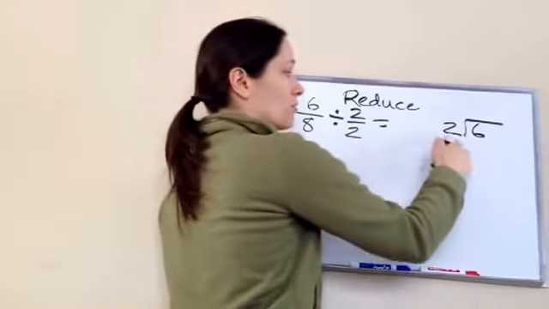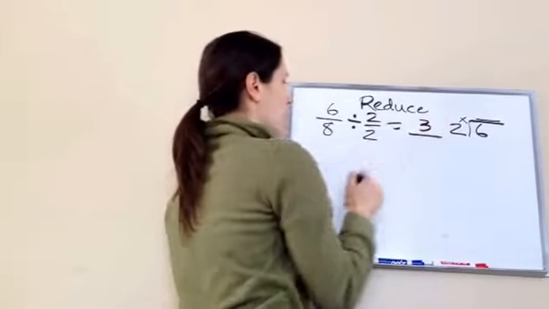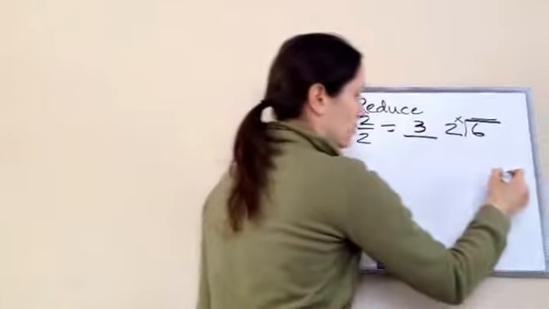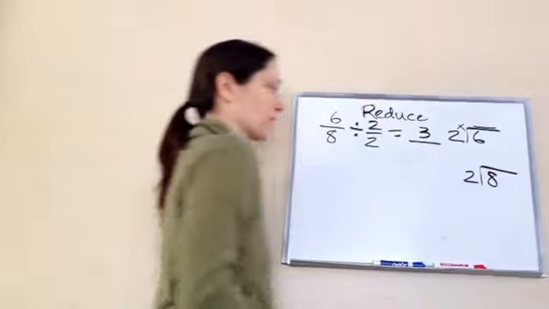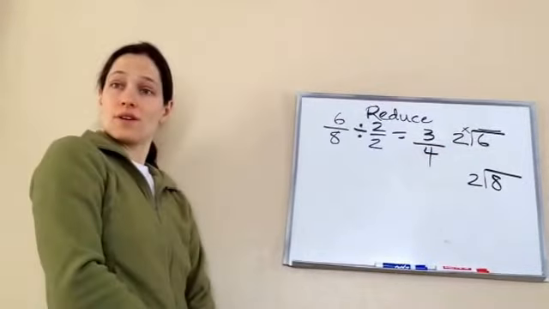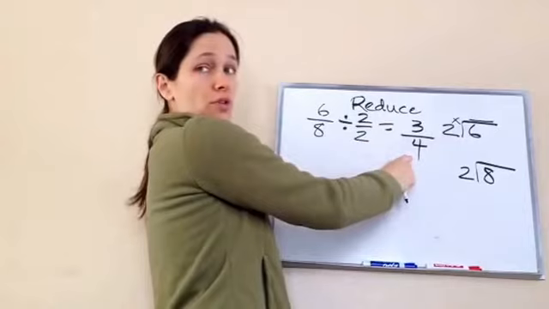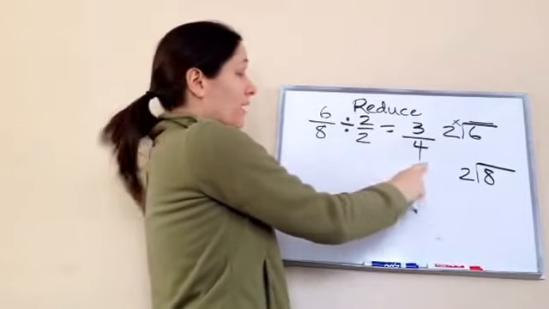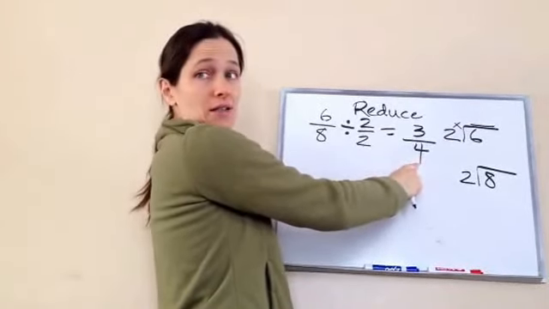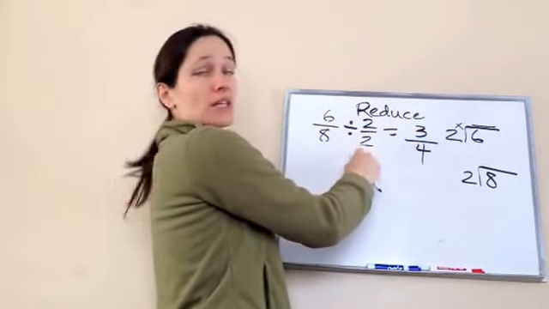So I'm asking you, 2 times what equals 6? 3. So we get 3 on the top. Now this one says 8 divided by 2. 8 divided by 2 is 4. So 6/8 reduced is 3/4. That means they're equal. This one just has fewer slices, this one has more slices. So we're making fewer slices by reducing it.